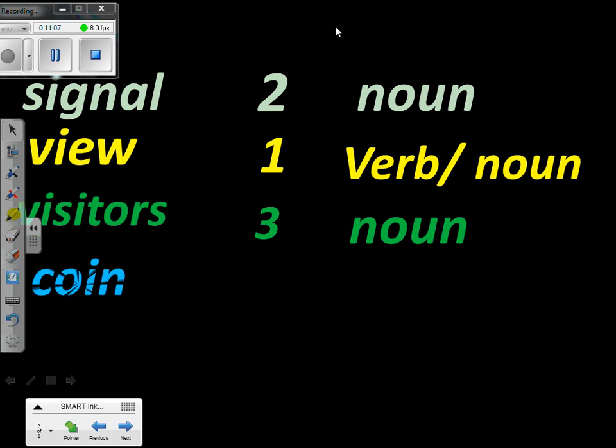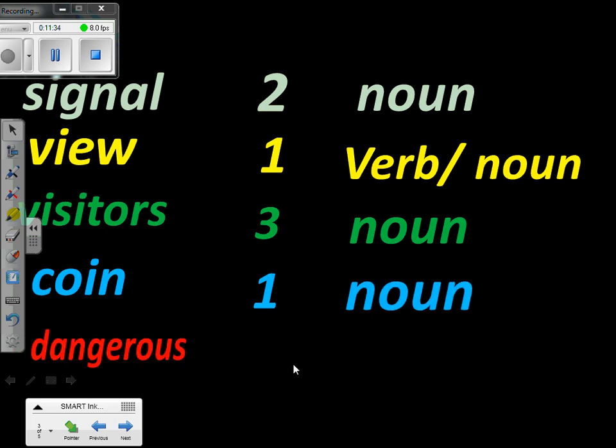Okay. All right. Coin. What is coin? Excellent. A piece of metal money. We use it, of course, to buy things. We buy things with coins, right? One syllable. Now, dangerous.